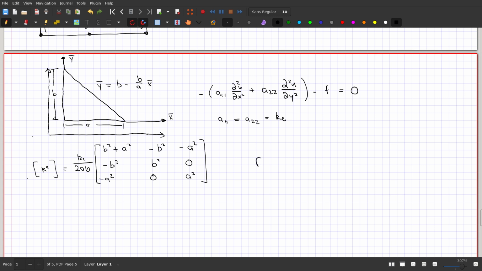We didn't solve for F to show what it would be, but again, if you had a constant F, FC, then that would be AB over 6 times 1, 1, 1. So remember, this was for a node numbering scheme 1, 2, 3.